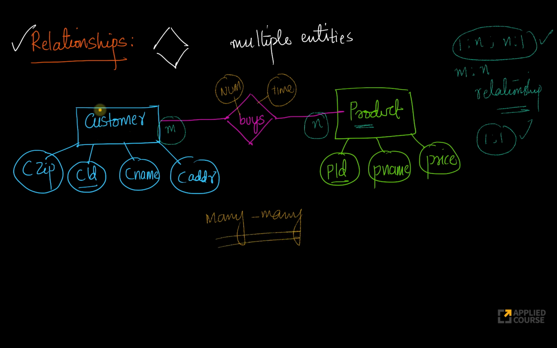Because one customer can purchase many products and one product can be purchased by many customers. That's why you have the many to many. Again, we'll see 1 to many, many to 1, 1 to 1, all of that a little later. Just wanted to bring this up.